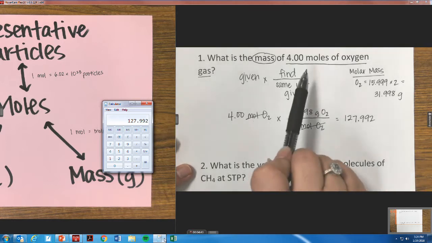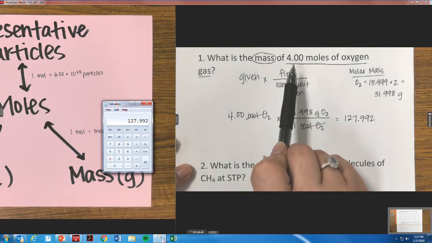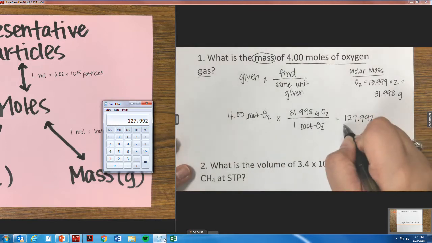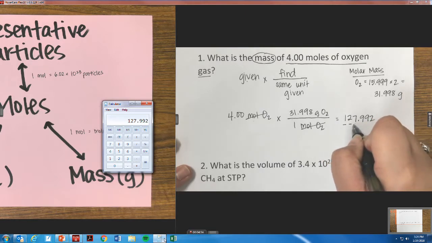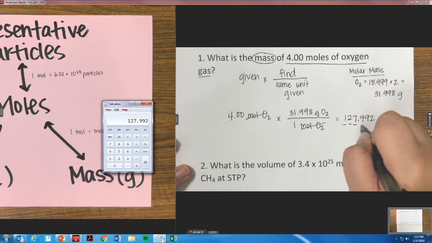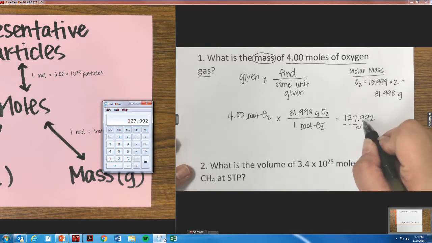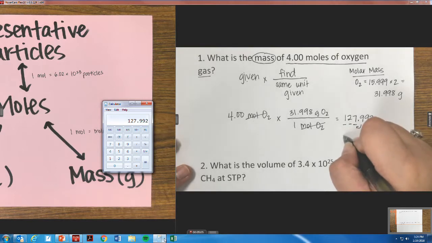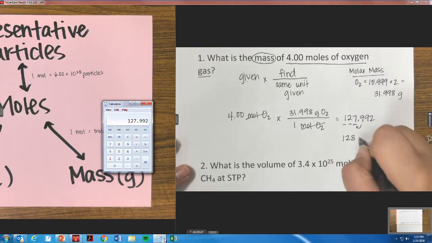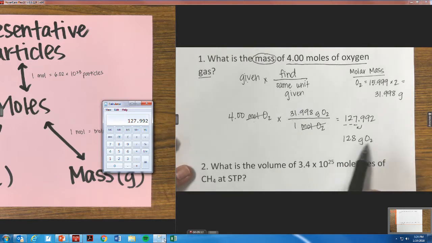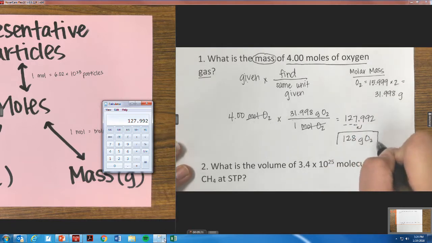So in our problem, we were given 4.00. That is 3 significant figures. So these are my first, second, and third significant figures. So that means the rest I can just ignore. So that 9 is going to round that 7 up to 128 grams of oxygen. So remember, whatever unit you have for your answer should be the same unit as what you're trying to find, grams of oxygen. And that'll be our final answer.